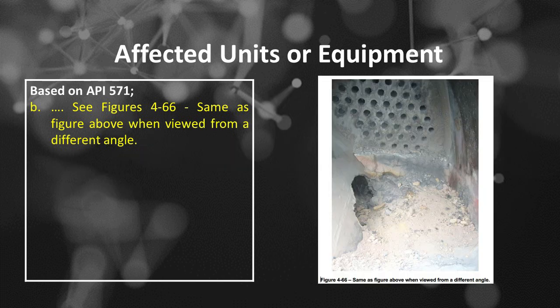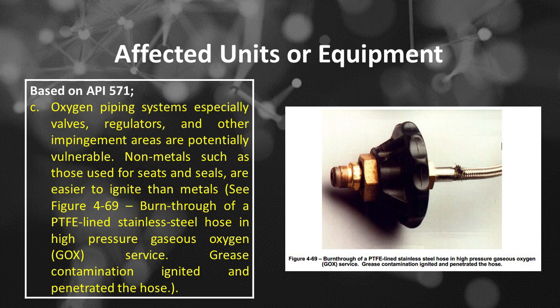See Figure 4.66, same as the figure above when viewed from a different angle. Number C, oxygen piping systems, especially valves, regulators, and other impingement areas, are potentially vulnerable. Non-metals, such as those used for seats and seals, are easier to ignite than metals. See Figure 4.69, burn-through of a PTFE-lined stainless steel hose in high-pressure gaseous oxygen, GOX, service. Grease contamination ignited and penetrated the hose.